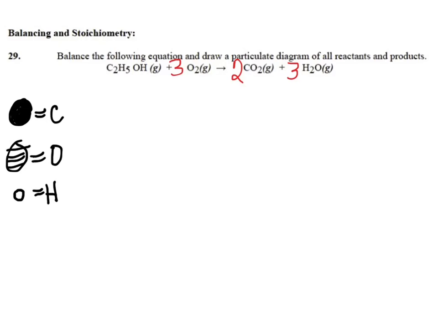So C2H5OH, and OH is a polyatomic. It has to stay together in that. So our chain, our backbone, is going to be carbon. So we have one carbon, and then we have our second carbon.